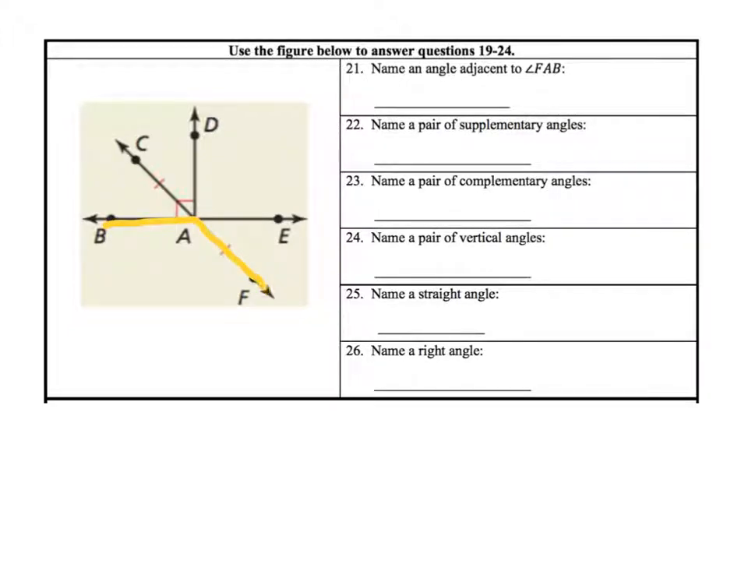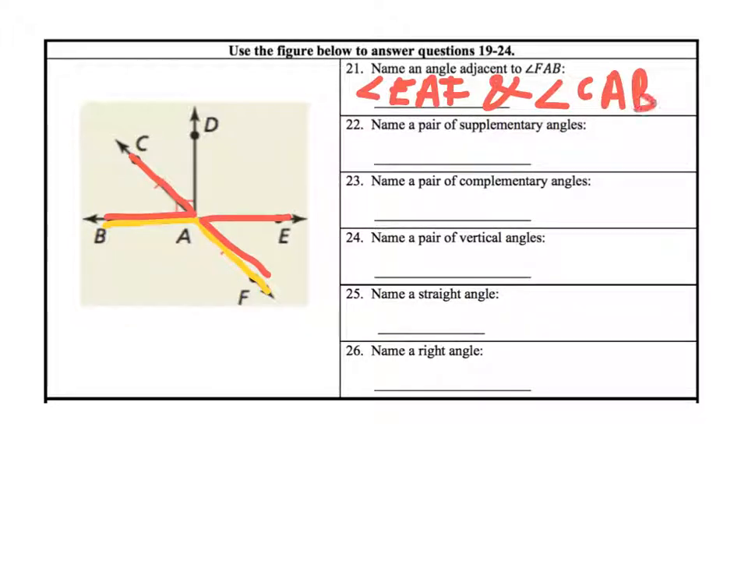FAB is right here. My two angles next to it are going to be this one here, EAF, and this one here, angle CAB. Those are your two options. Either one will work. You could also flip around these letters. So you could flip the C and the B. As long as A is the middle and you use C and B, you should be good.